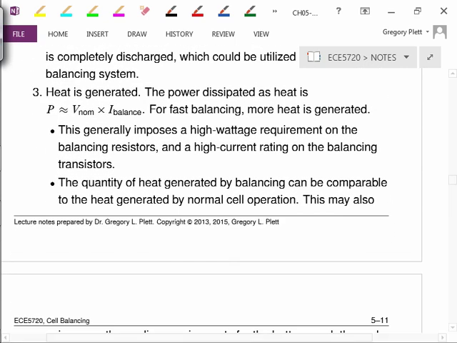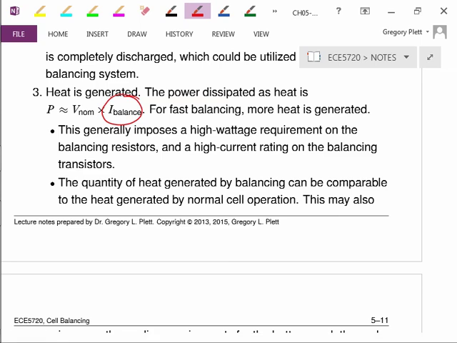This heat is also an issue. Power dissipated as heat is the nominal voltage times the imbalance current, or the balancing current of the cells. And if I want to balance quickly, I have to crank up this balancing current, and more heat is going to be generated in doing so.